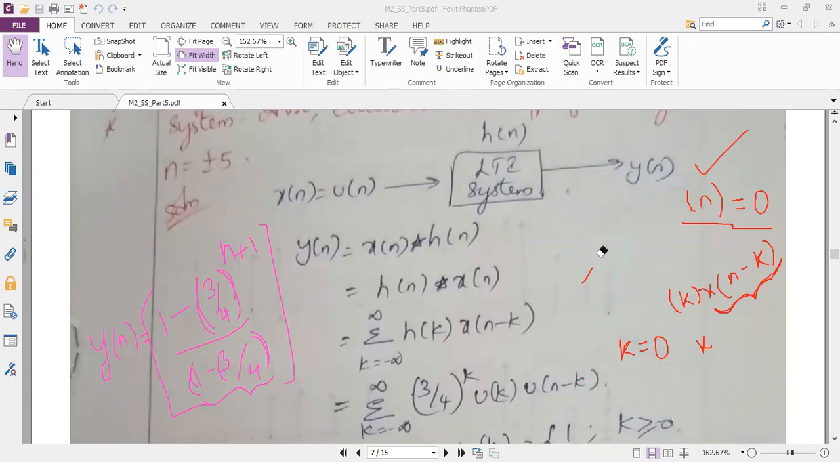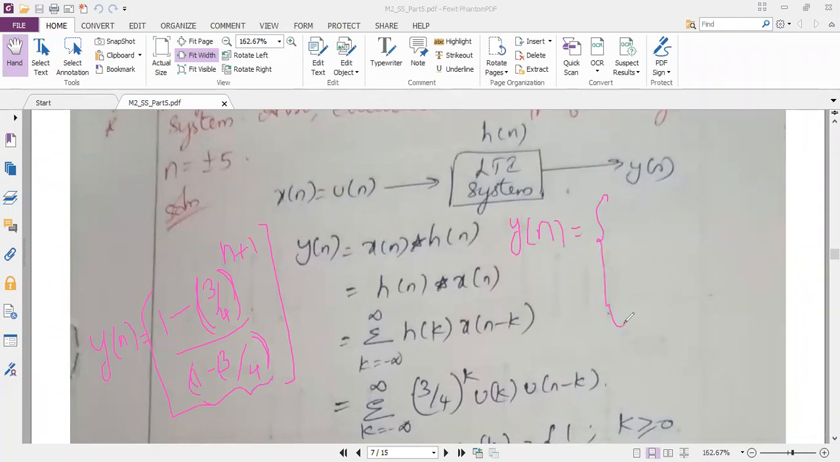But I have not completed my answer. My answer should be summarized. So I'm going to summarize my answer. y of n is equal to 0 when n is less than 0. y of n is equal to 1 minus 3 by 4 power n plus 1, the whole divided by 1 minus 3 by 4, when n is greater than or equal to 0. This is my proper answer.